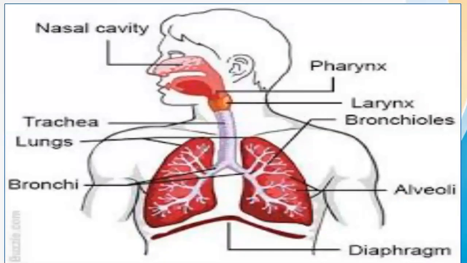Now, on the screen, you can see the respiratory system. There is a nasal cavity, pharynx. Pharynx is the glottis or the हलक जिसे हम कहते हैं, उसको pharynx कहते हैं. Larynx is a sound box जिससे हमारी आवाज निकलती है. It leads into a windpipe, that is the trachea. It leads into the lungs. Inside the lungs, you can see branches. And this is the whole respiratory system.